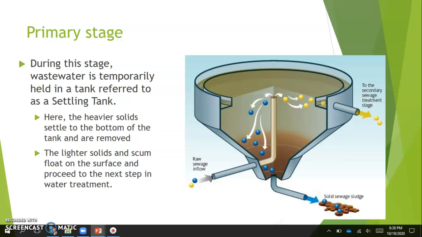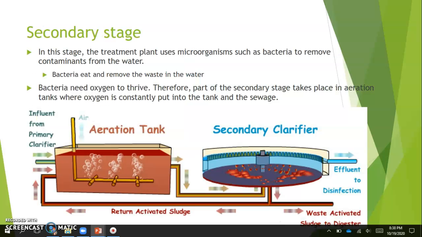During this stage, the wastewater is temporarily held in a tank referred to as a settling tank. If we think about settling, it's like when we're settling, we're calming down. So this wastewater is just getting settled down. The heavier solids will settle to the bottom, and then the lighter solids and scum will float on the surface and proceed to the next step in water treatment. When we looked at that image of the wastewater treatment plant, those settling tanks were the big round ones that you could see in the bottom left-hand corner. Oops, I accidentally went back.